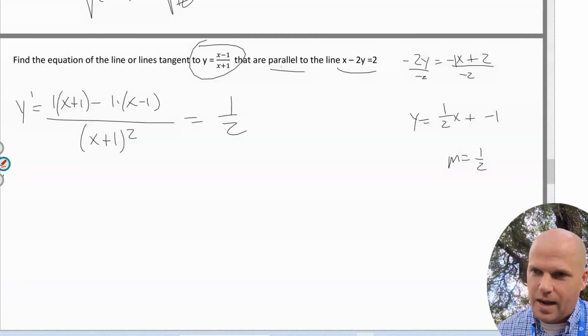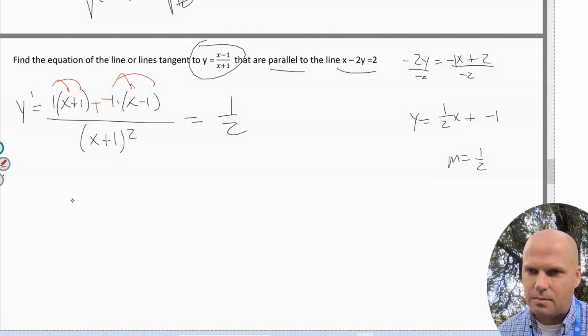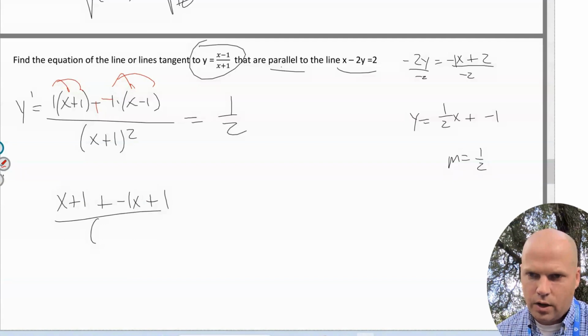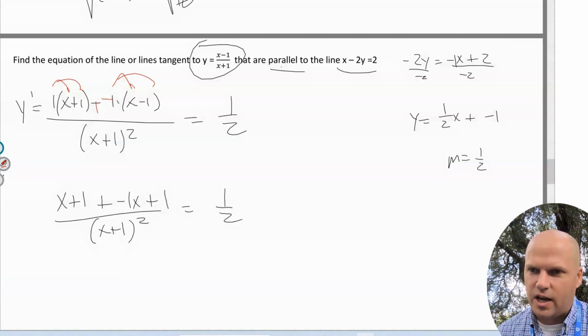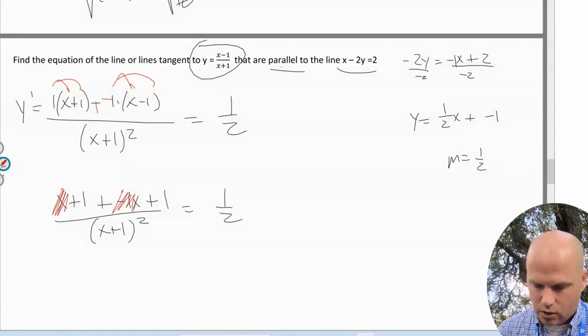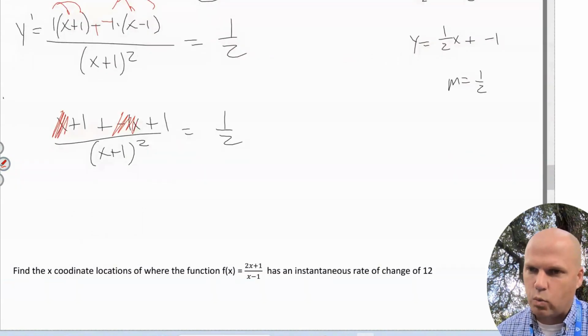Let's simplify the top. I'm going to go ahead and distribute the 1, distribute the negative 1. Make sure I'm not making any mistakes. Actually, this works out nicely. x plus 1 plus negative 1x plus 1, over x plus 1 squared. Look how simplification is going to help us tremendously. This x, this negative x, gone. This 1 plus 1, a 2.